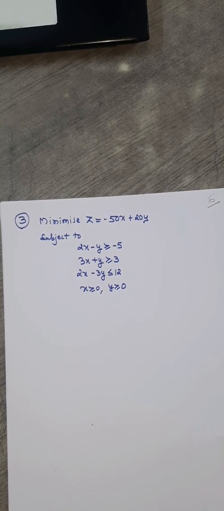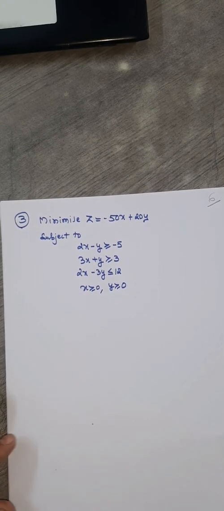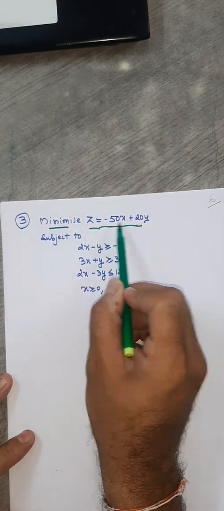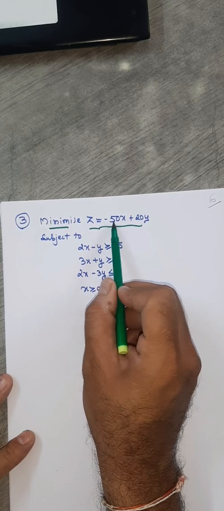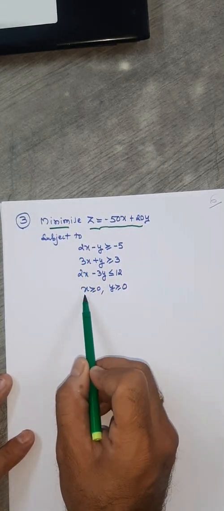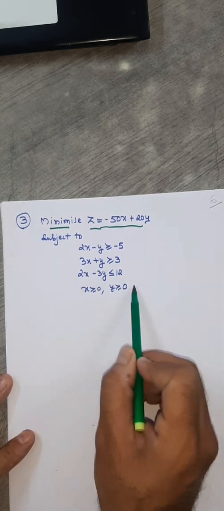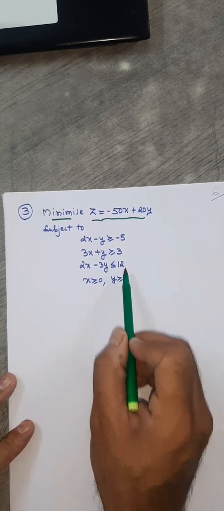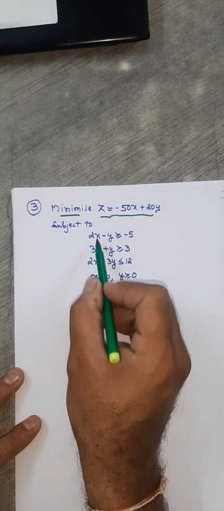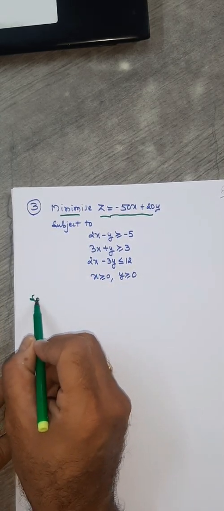Let's do one more example. Here the objective function is this, which is to be minimized: minus 50x plus 20y, subject to these three constraints. Solution is in which quadrant? First quadrant. This is the non-negative condition. You have three conditions. Now if you cannot draw these three inequalities directly, you can show them like this also.